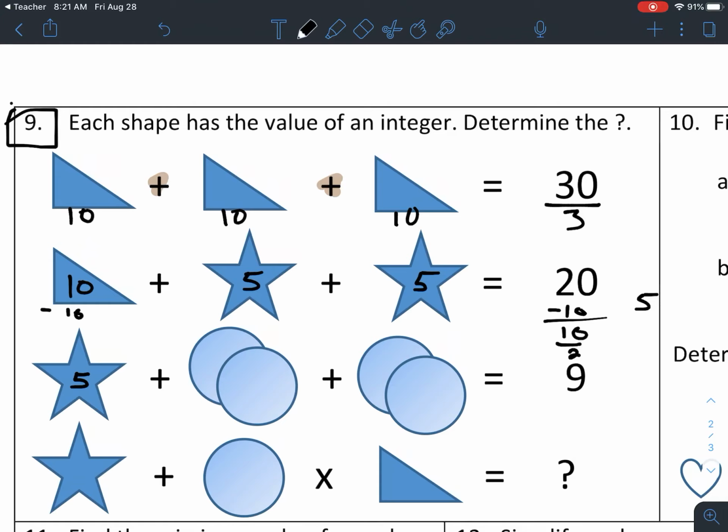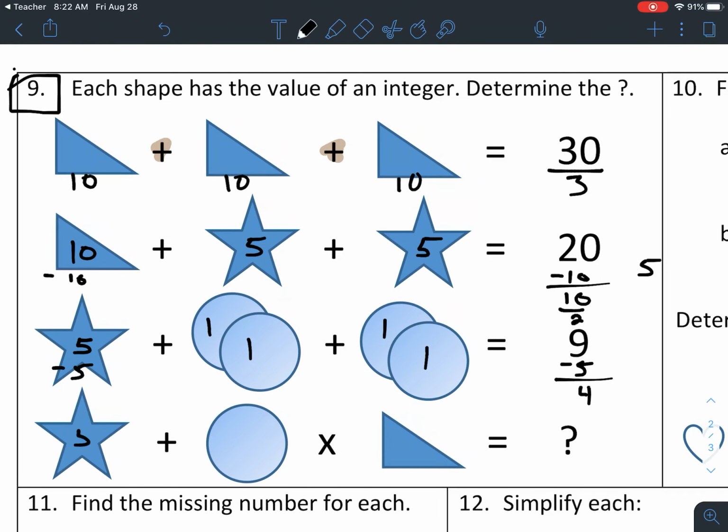So now we look here. We know the star is equal to 5, and we have a circle plus circle plus circle plus circle is equal to 9. So again, we subtract a star, so minus 5 on each side. And this is going to leave us with the answer of 4. Well, how many circles do you see? There are 4 total circles. If there's 4 points, that means each circle is only worth 1. So 5 plus 1 plus 1 plus 1 plus 1 is equal to 9. So now this is where we get a little fun here. We rewrite our numbers here.